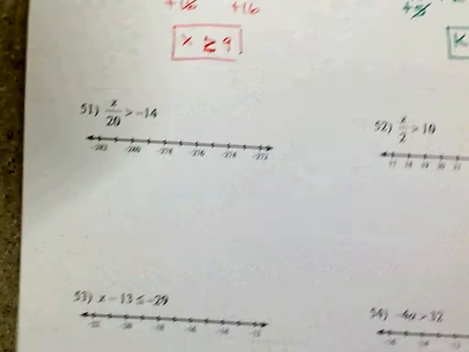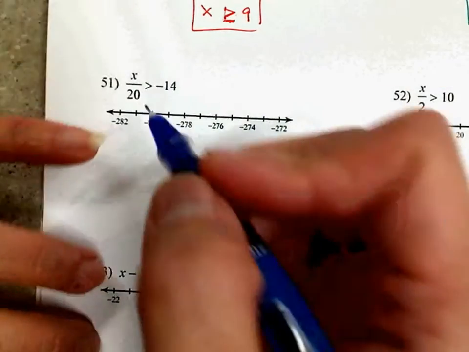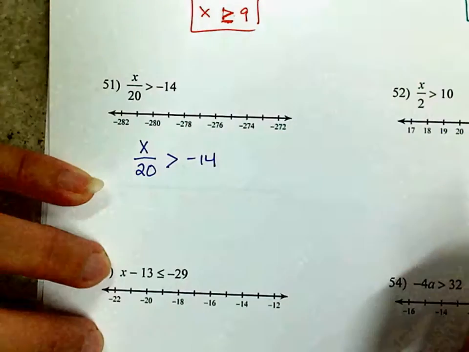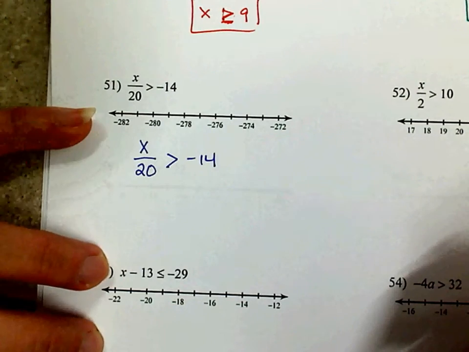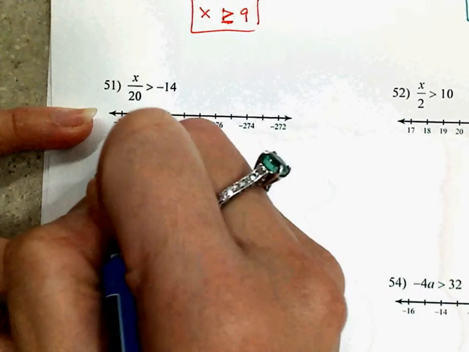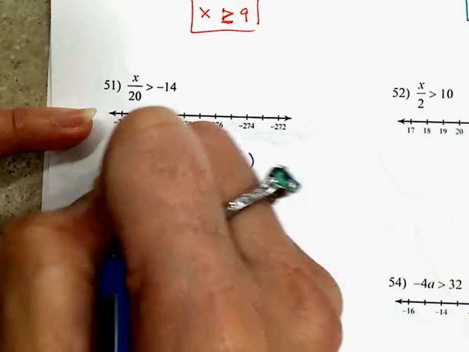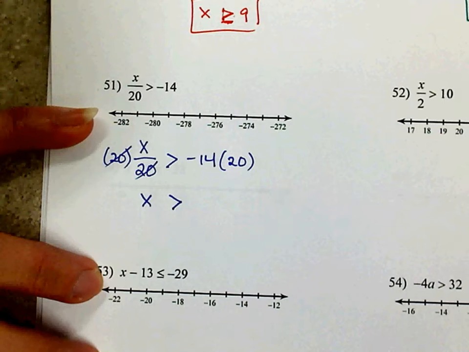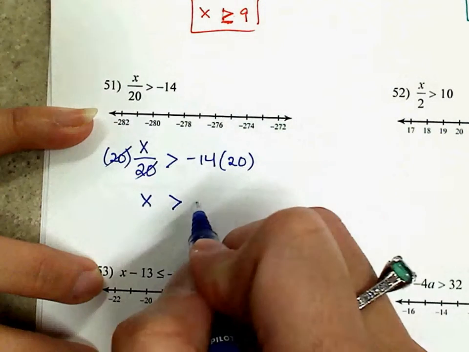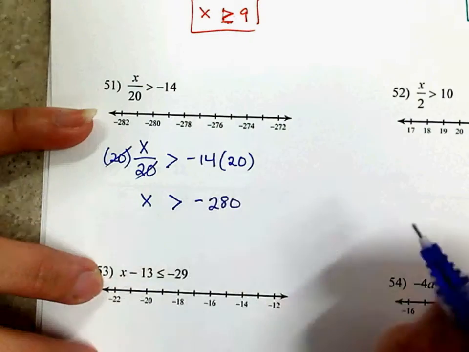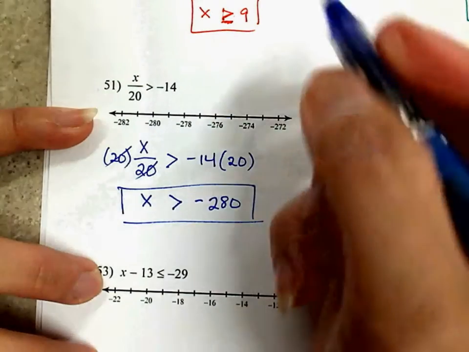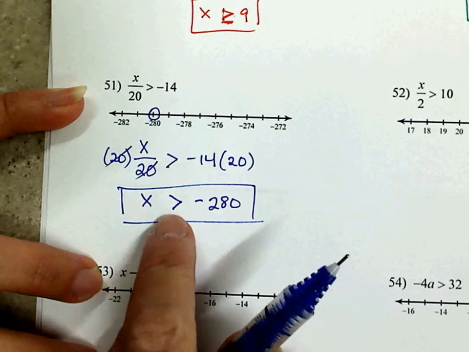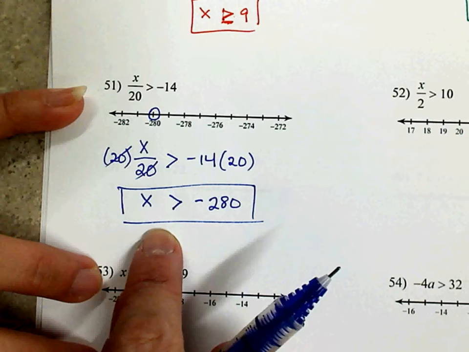Number 51. X divided by 20 is greater than negative 14. Okay, what do we do? Multiply what? 20. Cancel. Don't change your sign. So, what is negative 14 times 20? 280? All right. Open or close? Open. There's no equal. It's open. See no equal? All right.